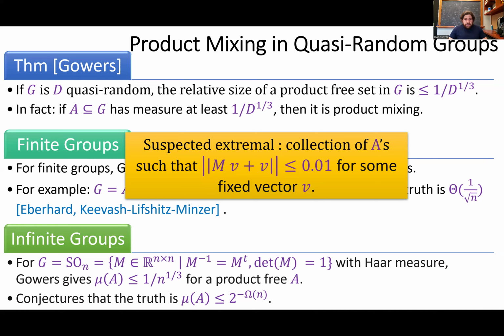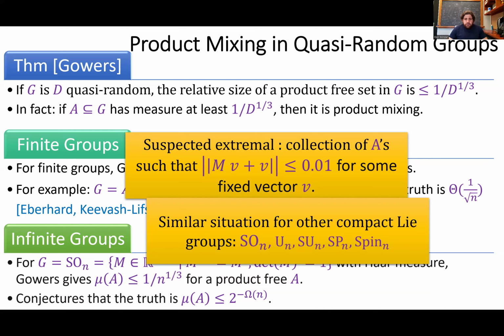So we suspect that the extremal examples should look something like that, but we don't know how to prove that, and we are not even close to that. The situation is not unique to SO(n). It appears for virtually any other compact Lie group, so there is a list here. But for this talk, I'm going to talk about only SO(n).